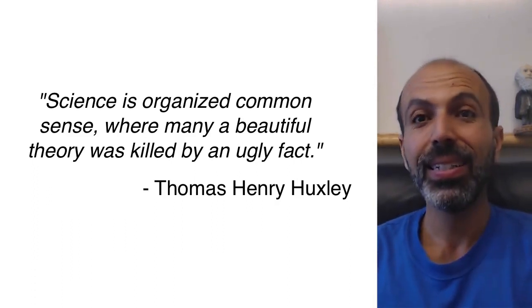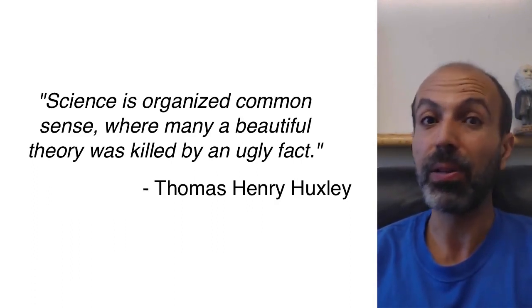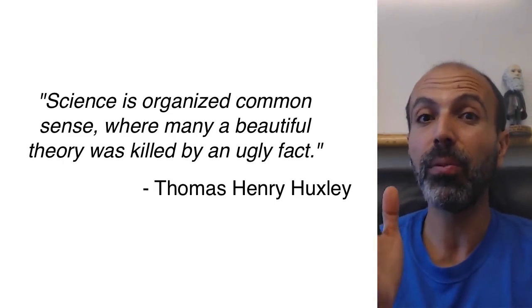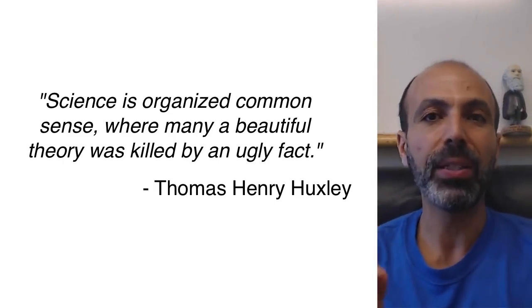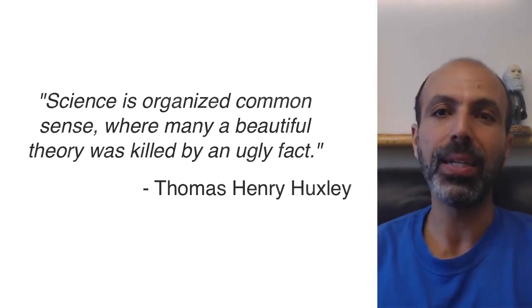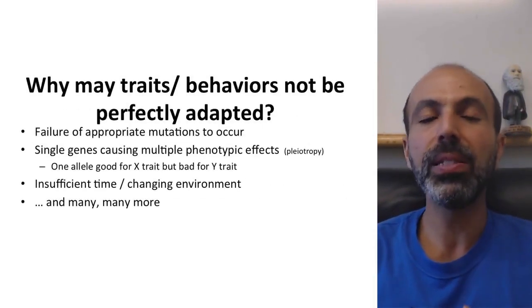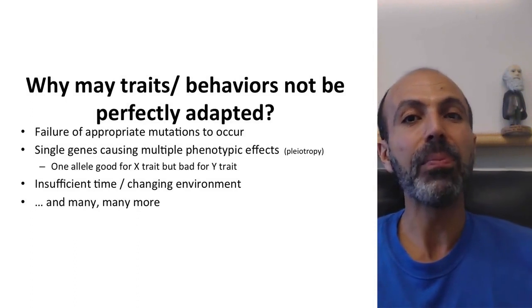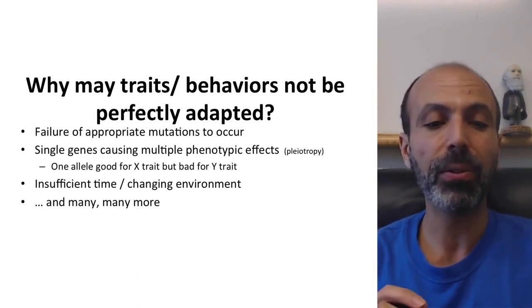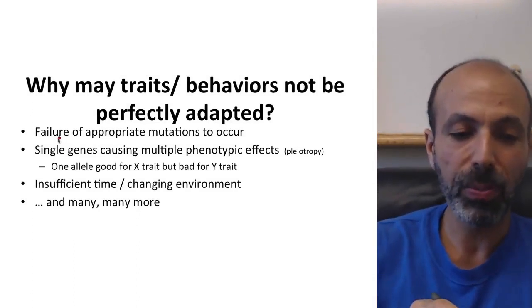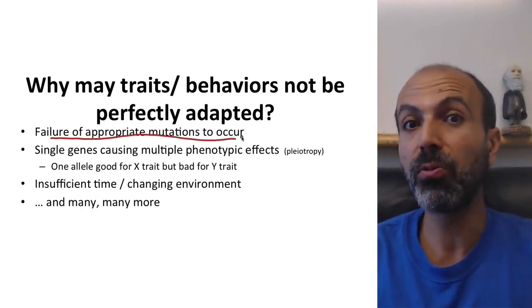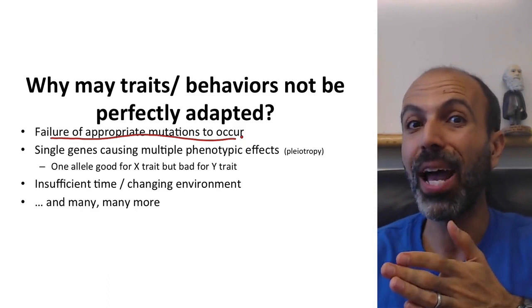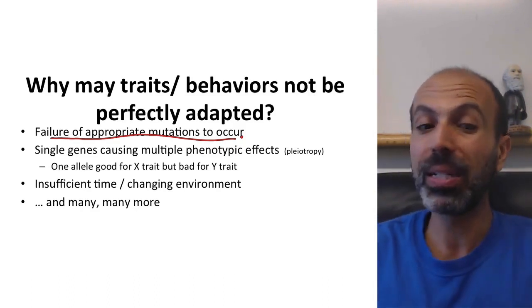In fact, despite the use of optimality theory, and optimality theory is actually a good thing when applied properly, there are many traits and behaviors out there that are not perfectly adapted. Now, there are many reasons why traits or behaviors may not be perfectly adapted as we see them now in the wild. Well, one possibility is that there's been a failure for the appropriate mutations to occur. That if the mutation for making it just that much better never happened, then it's stuck where it is, right?